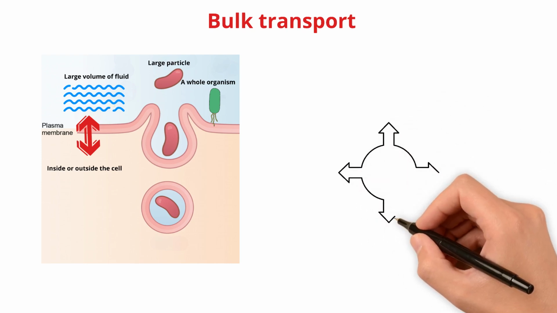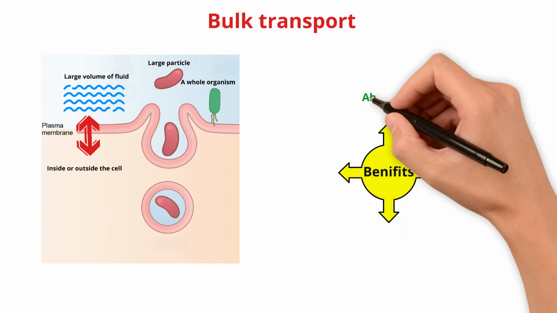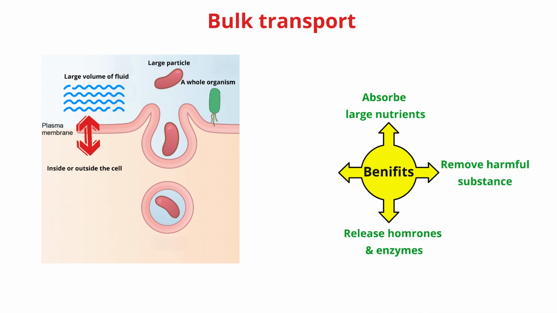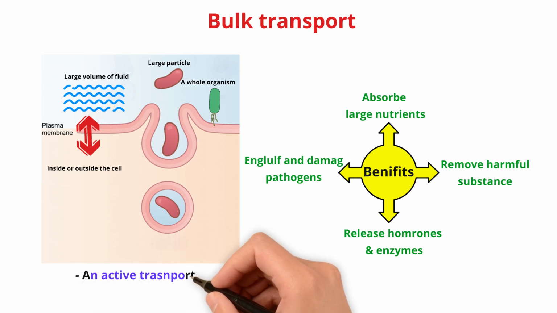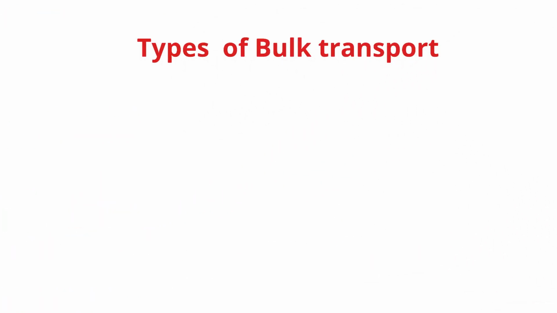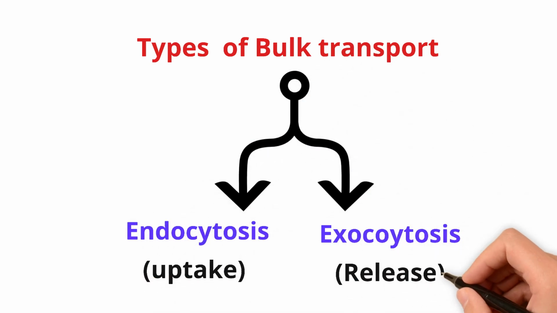This transport mechanism plays a critical role in many cellular activities. It allows cells to absorb large nutrients, eliminate harmful materials, release hormones and enzymes, and even defend the body by removing pathogens. In addition, like active transport, bulk transport is a form of active transport, meaning it requires energy, usually in the form of ATP. Bulk transport has two main types. These are endocytosis, which is the uptake of materials into the cell, and exocytosis, which is the release of materials out of the cell.